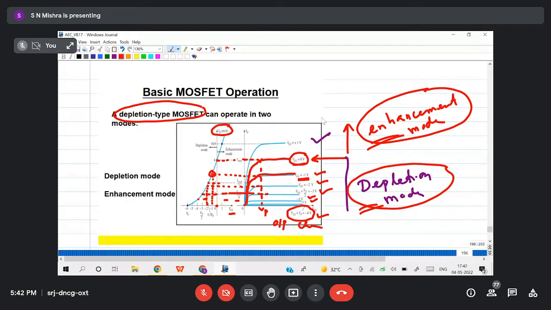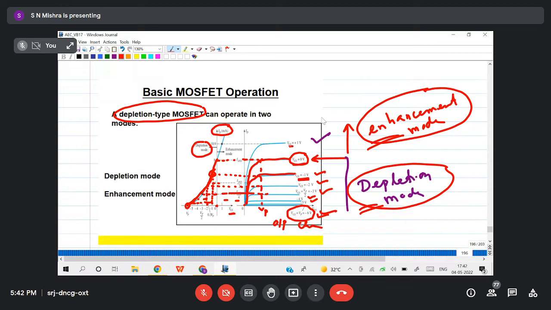Oh, sorry, -3, -4. Okay, then -5 up to this point, small current. Then at -6, I'm getting no current. So this is your -6. If you join all these points, then we'll get the depletion mode characteristic.